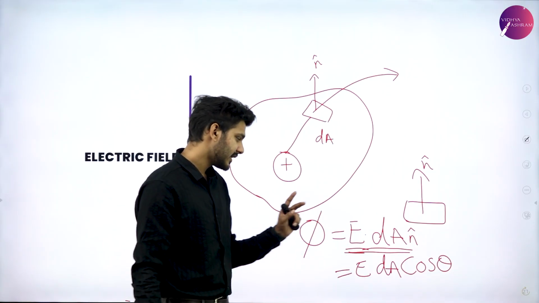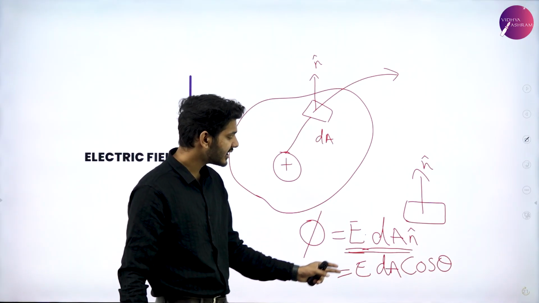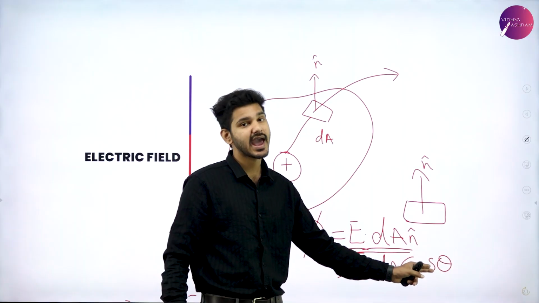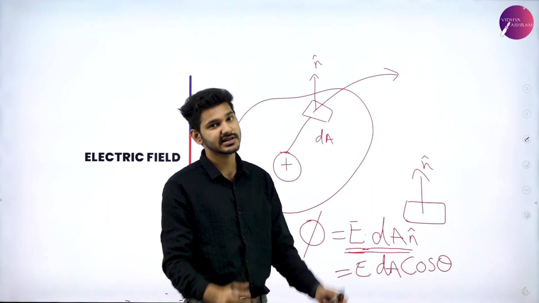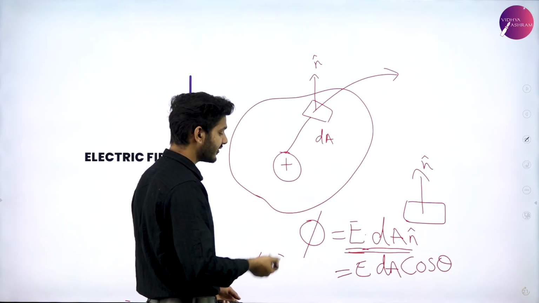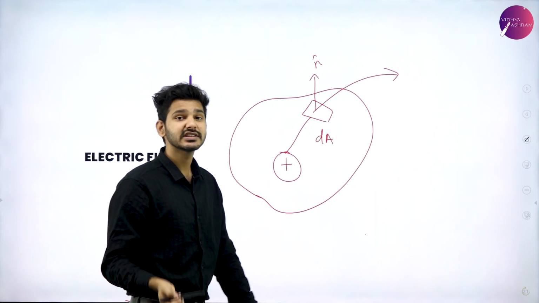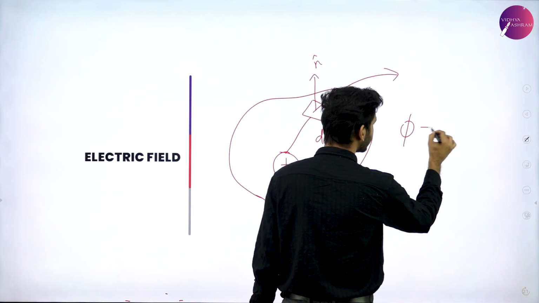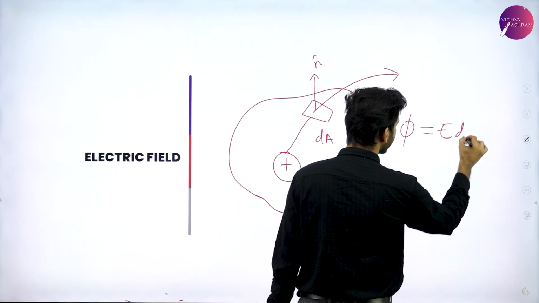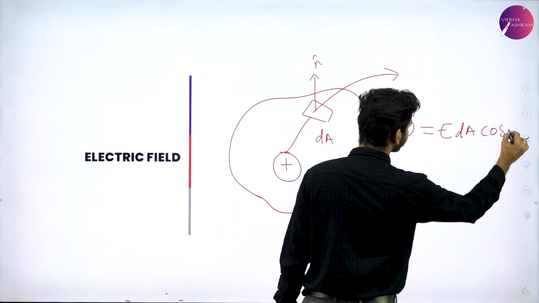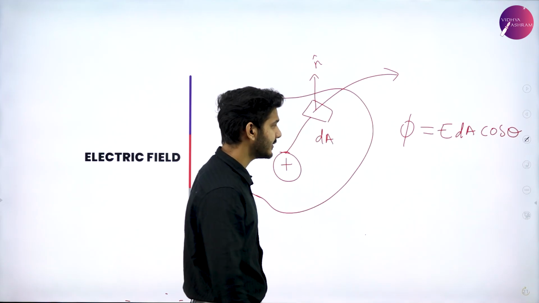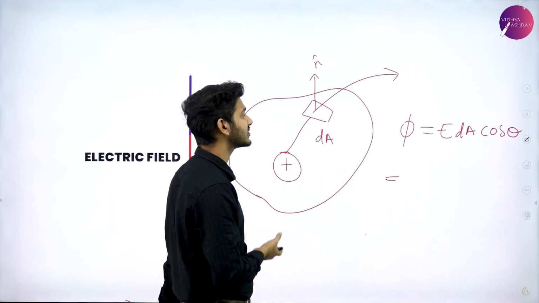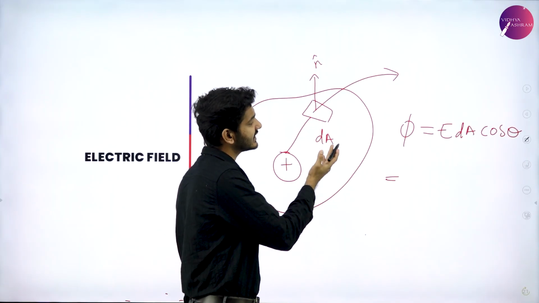So remember the magnitude of the electric field, the area through which the field lines are passing, and the angle between them if it is placed at an angle. So the electric flux can be found through this equation. And what this equation clearly means is that phi is equal to E dA cos theta. Depending on the magnitude of the electric field and the area through which the field lines are passing, you will get the electric flux.